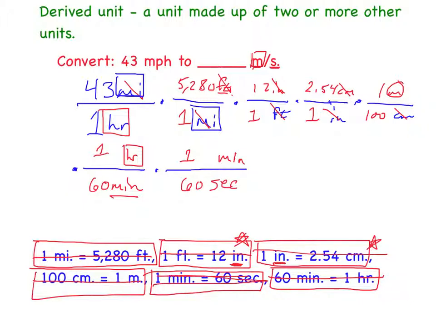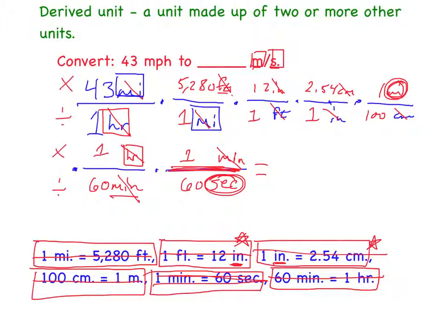So notice that hours on bottom cancels hours on top, and minutes on bottom cancels minutes on top, and we're left with seconds on bottom, which is exactly what we wanted. So overall we've got meters per second. So we are in the unit that we want. It's time to multiply across the top and divide across the bottom.